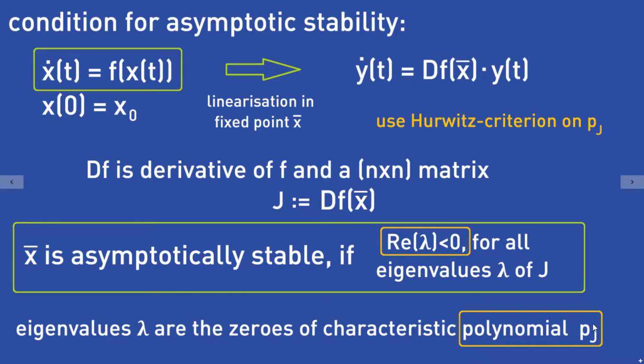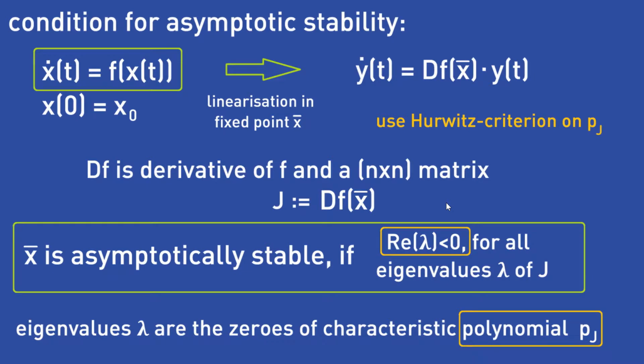And the best thing is, you just have to take a look at the coefficients of the characteristic polynomial P_J. You don't need to calculate these eigenvalues lambda. You don't need to find the zeros of the characteristic polynomial P_J. You just have to use the Hurwitz criterion and take a look at the coefficients of the characteristic polynomial P_J to find out if the real parts of all the eigenvalues are smaller than 0, which is a nice thing.